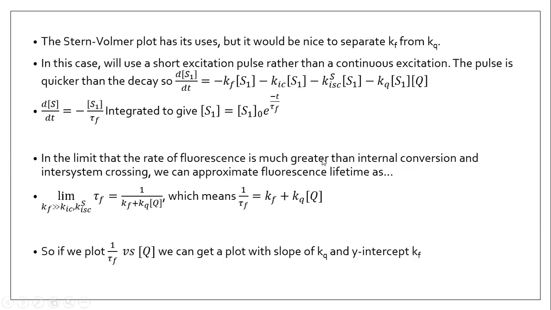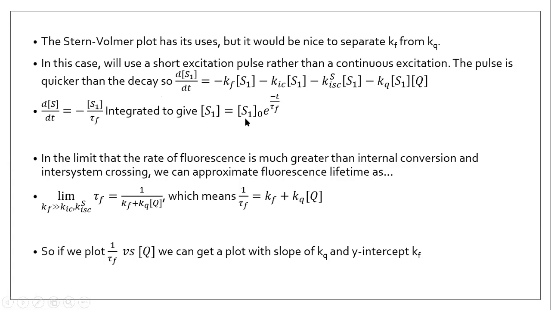So now the Stern-Volmer plot has its uses, but it's nice to separate the KF and KQ. So in this case, we'll use a short excitation pulse rather than a continuous excitation. The pulse is quicker than the decay, so we can say that the change in S1 over dt is equal to our KF terms. We don't have to worry about the absorption, and then we can look at just each of the terms without the absorption. And remember, we have that tau, so the change in S1 is equal to negative S1 over tau F.